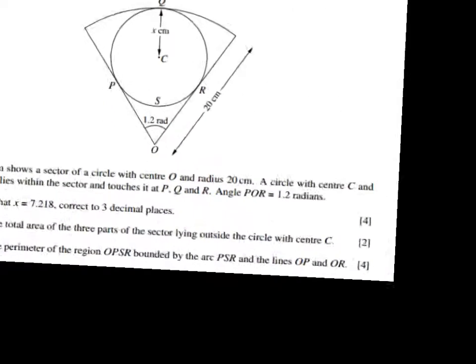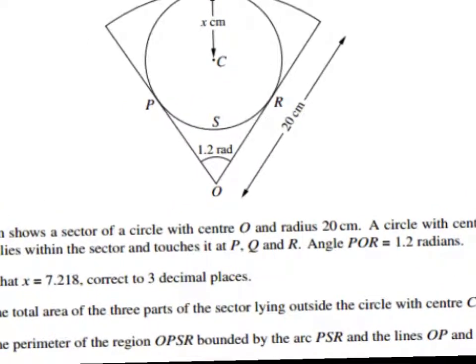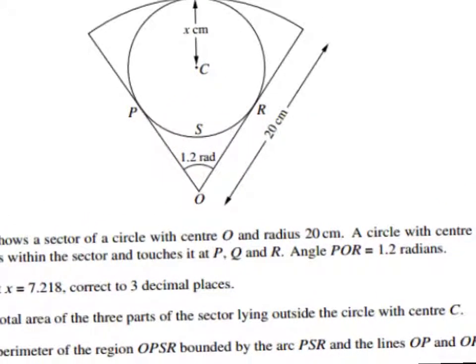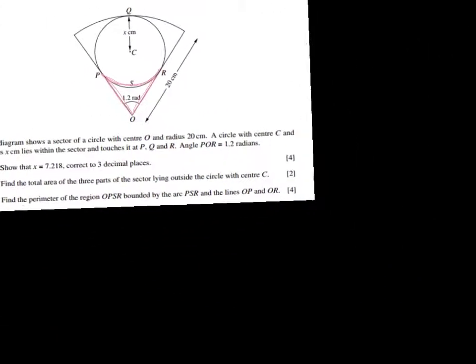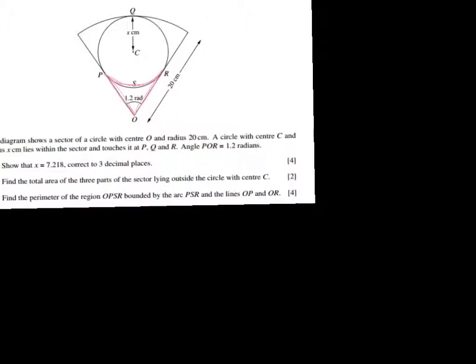Okay, on to the last part. So we have to find this perimeter of OPSR. So what's really important is that we know which part exactly we're talking about. So we're talking about this part, and this part here. So those 3 parts there. Right, so let's start off with the curved part of that. So the arc from PSR.